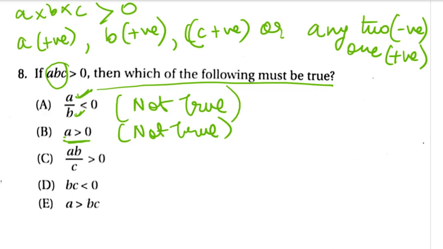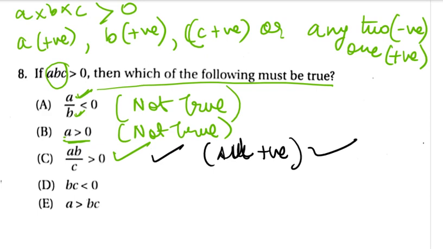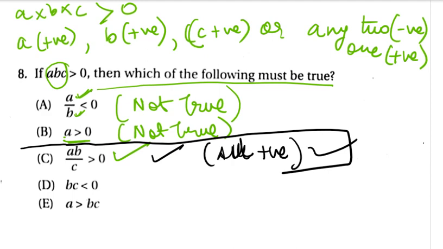Now look at this. In this, if A is negative, C is negative and B is positive, then it works. Okay. Now if I rub that out and write A negative, B negative, C positive, then also it works. Then if I rub that out and write all of them positive, all positive, then also it's correct. So you see, option C looks the most promising.